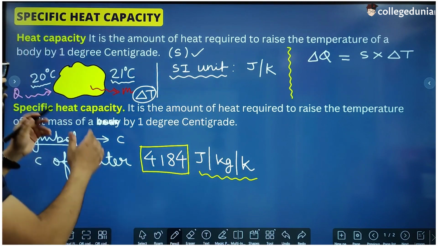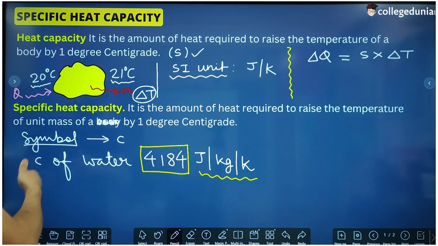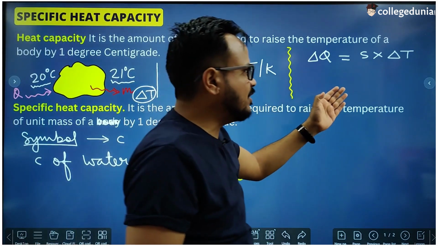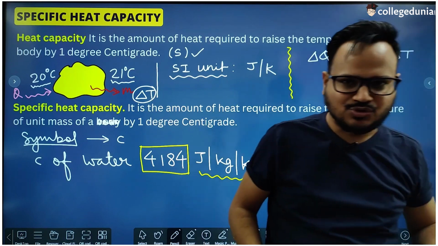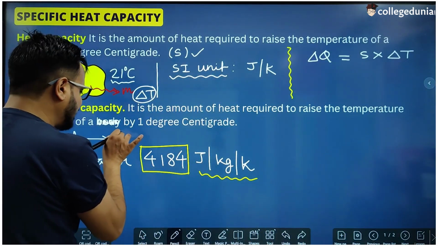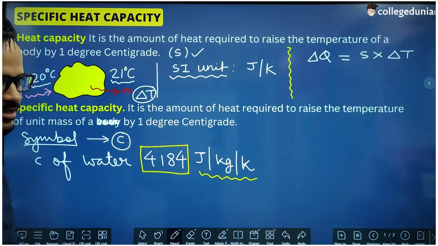Right? If 10 joule of heat was required to increase the temperature by 1 degree, then how much heat is required to increase the temperature by 5 degree? It is simply 10 into 5, which is 50 joule. Okay, in this case, the symbol of specific heat capacity is c.